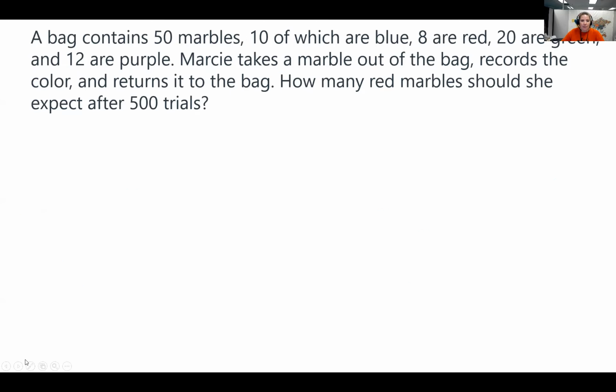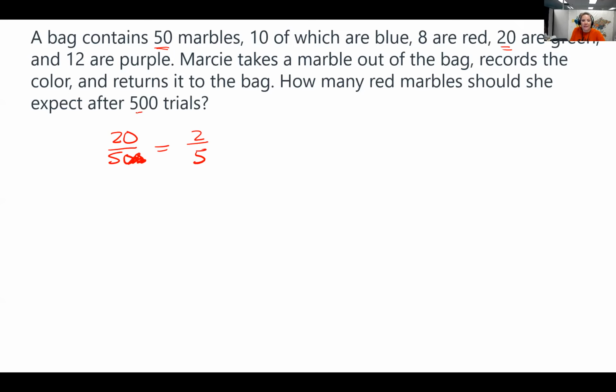All right, let's look at the next one. A bag contains 50 marbles, 10 of which are blue, 8 are red, 20 are green, and 12 are purple. Marcy takes a marble out of the bag, records the color, and returns it to the bag. How many red marbles should she expect after 500 trials? So first of all, let's figure out the probability of pulling out a red marble. So the probability is 20 out of 50, which is equal to 2/5.